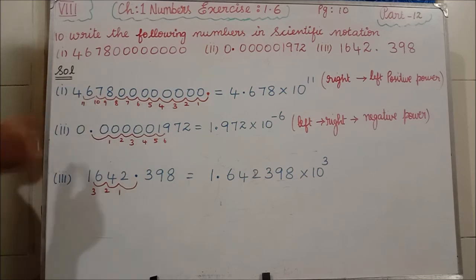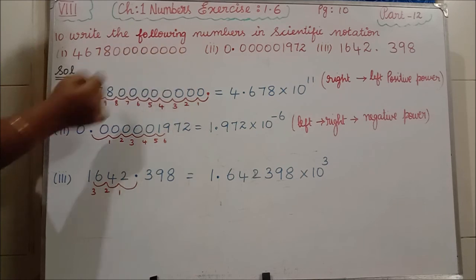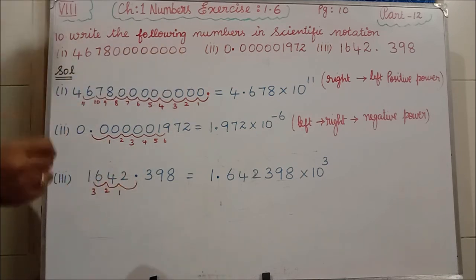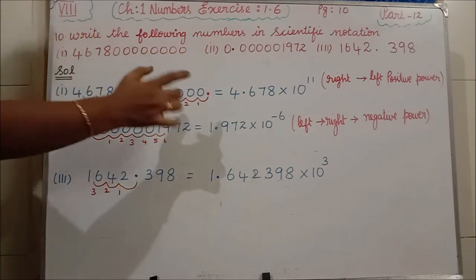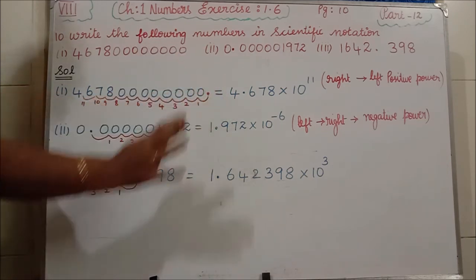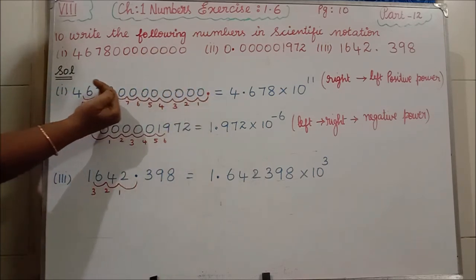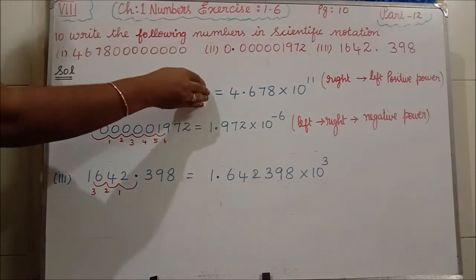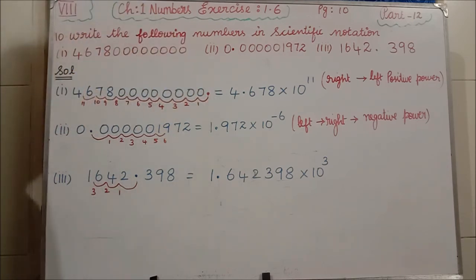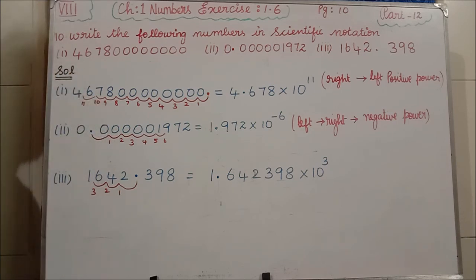Now observe the question. Do you have a decimal in the given question? Do you have a decimal anywhere? We are not having the decimal, which means you yourself consider the decimal to be in the last place. After the 0 you yourself have to keep one decimal. Now we have to move the decimal towards the left, and where we have to keep the decimal means after the first non-zero number. This is the first non-zero number. After this number we have to keep the decimal.